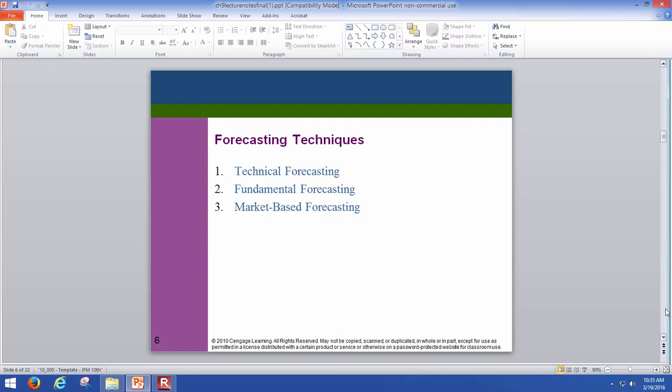Now, what are the different ways you can forecast? The first one is technical forecasting.